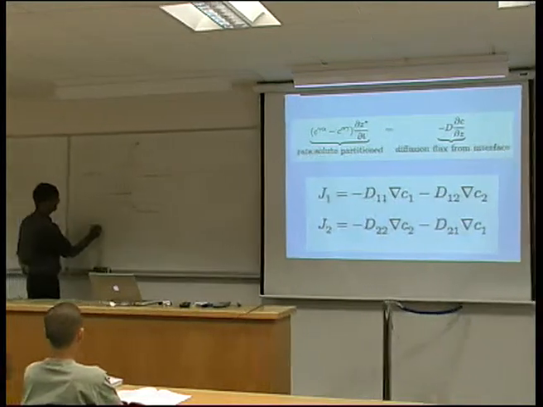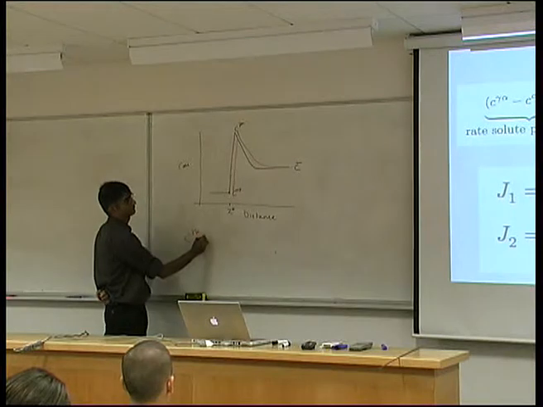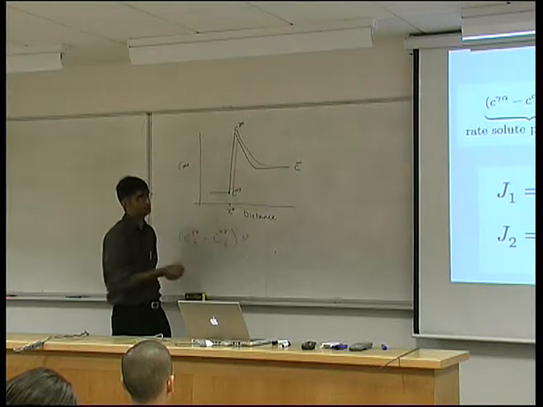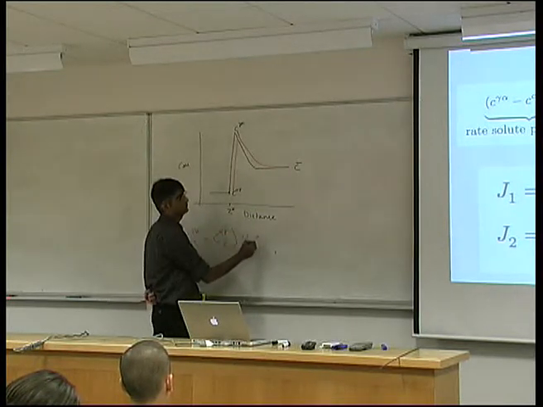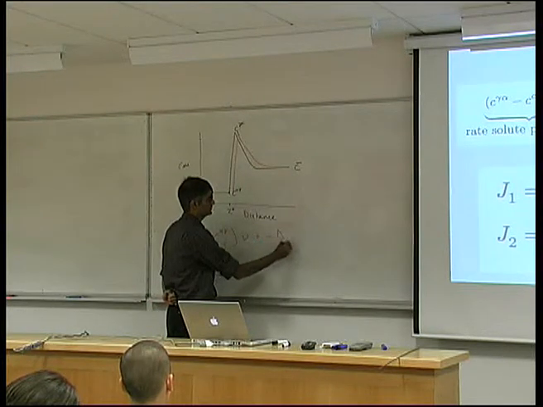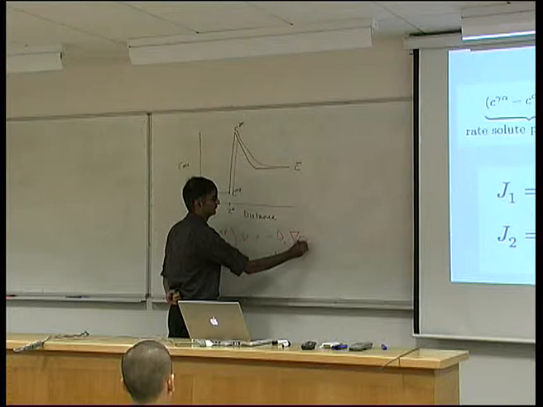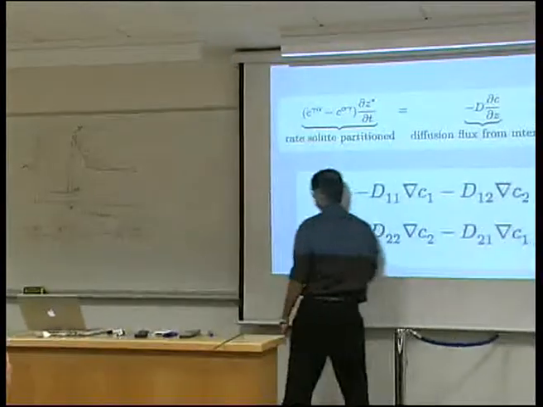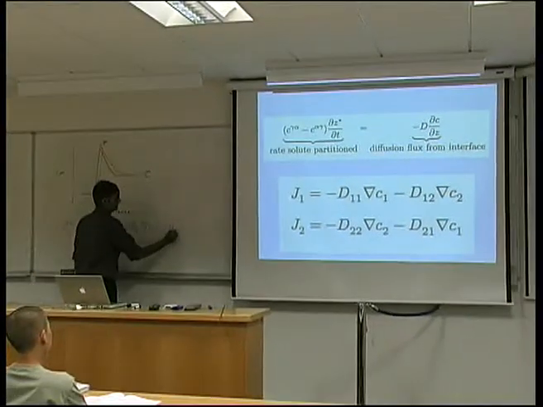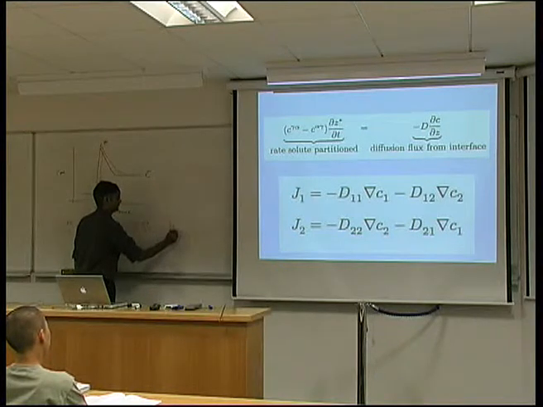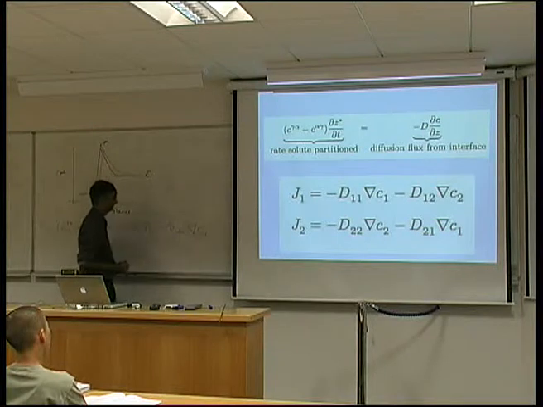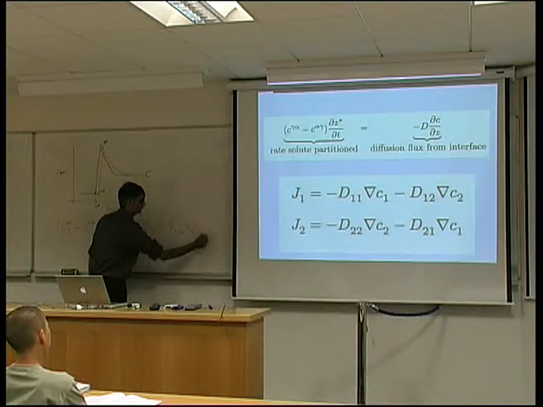So I could write down that (C gamma alpha carbon minus C alpha gamma carbon) times the velocity of the interface, which is simply dz star by dt, will be equal to minus the diffusion coefficient of carbon times the gradient of carbon. There is this interaction term here. So minus the diffusion coefficient of carbon, which depends on the gradient of manganese, times the gradient of manganese. Okay, so that's one equation.